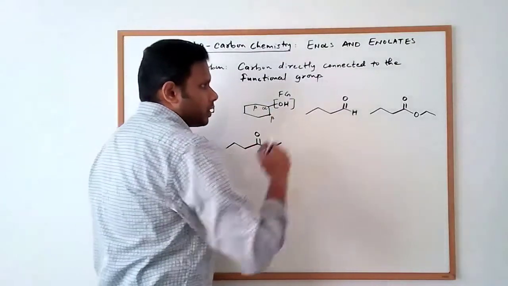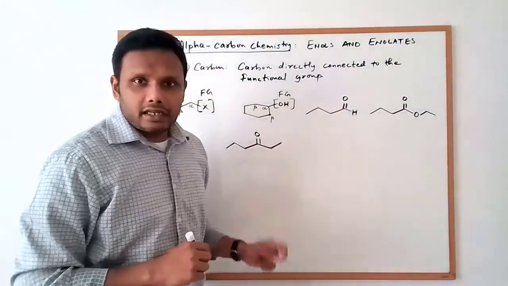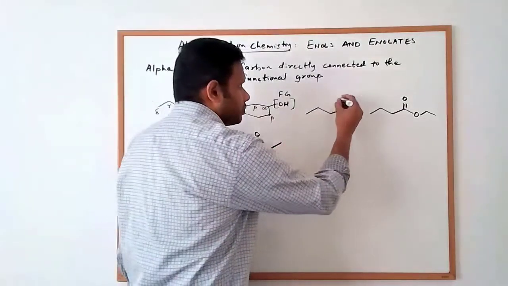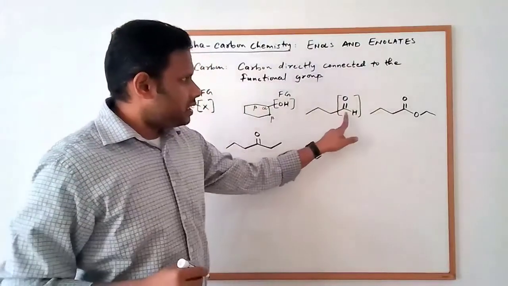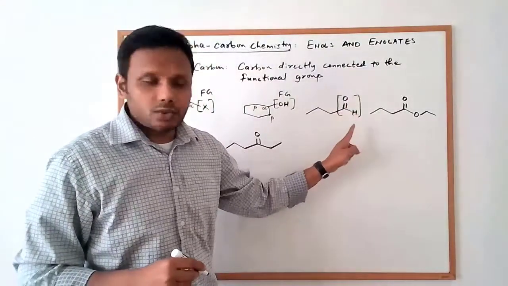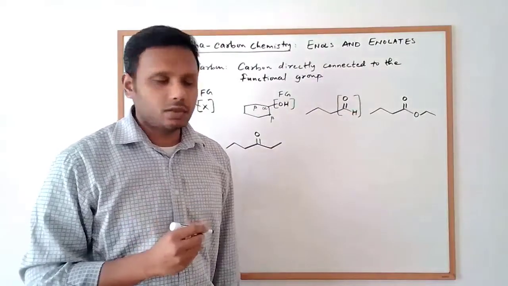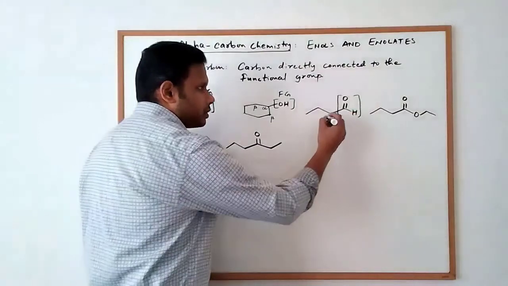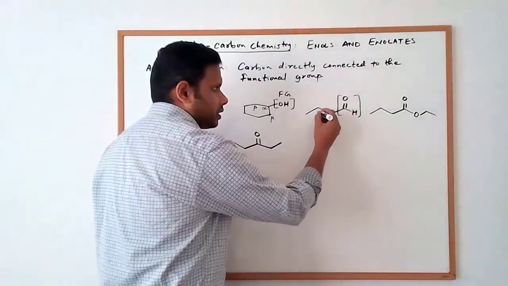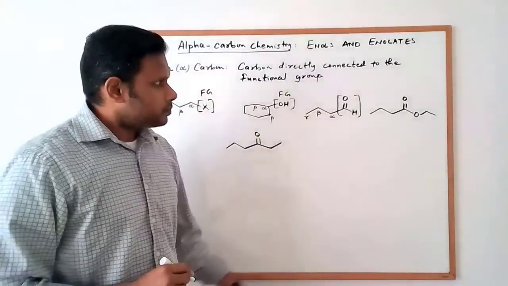Okay, moving on to an aldehyde. For an aldehyde, the functional group is this part of the molecule, the C double bond O with the H. So the carbonyl group with the hydrogen connected to it is your functional group for an aldehyde, which means the alpha carbon is this carbon, and then we have beta and there's gamma, okay?